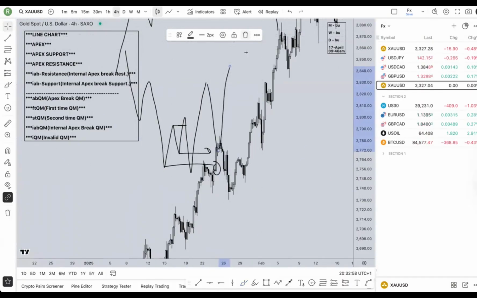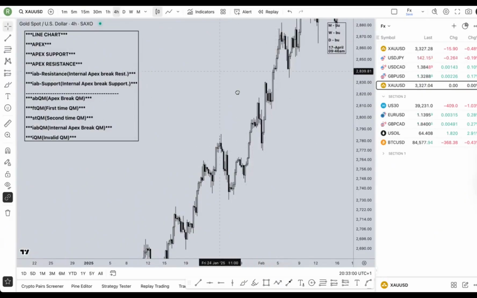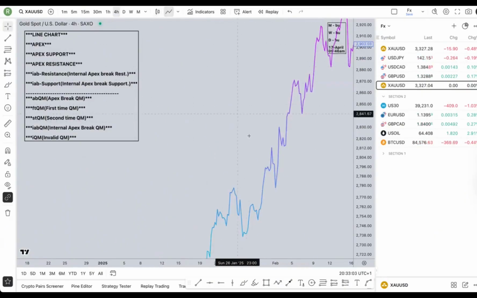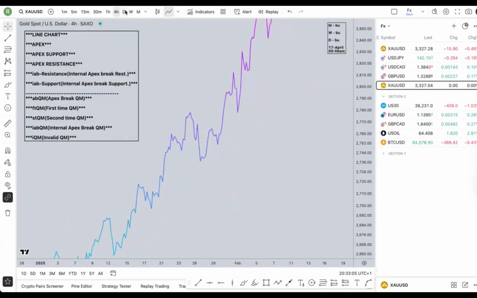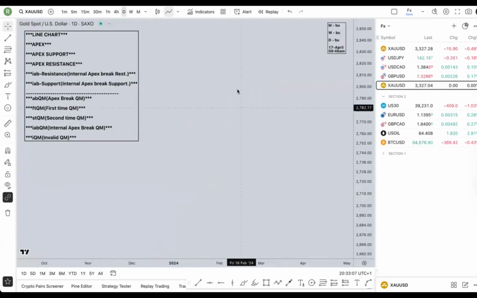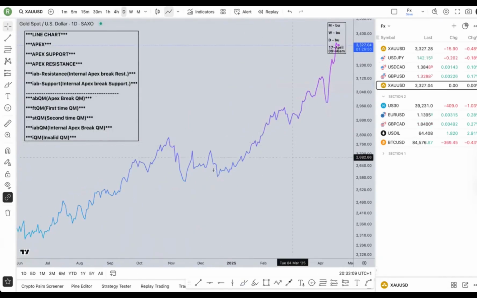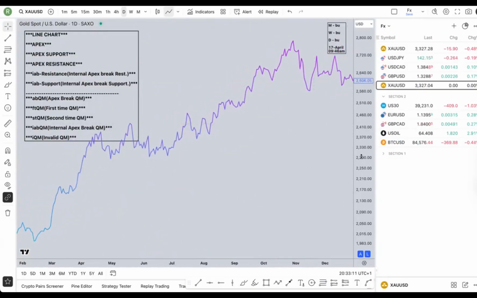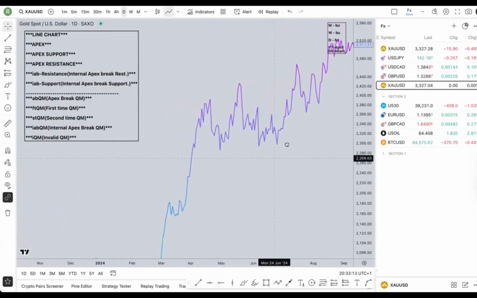So if I remove the drawing and go to line chart, we'll see a lot of this. If I go back to line chart on daily, we'll see a lot of them. IABQM.